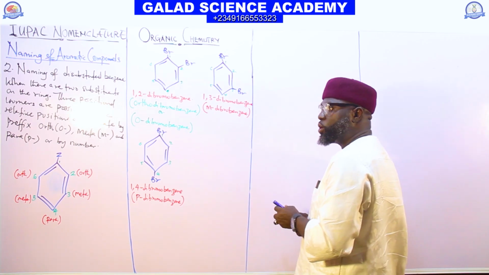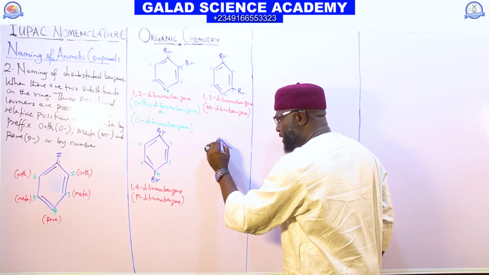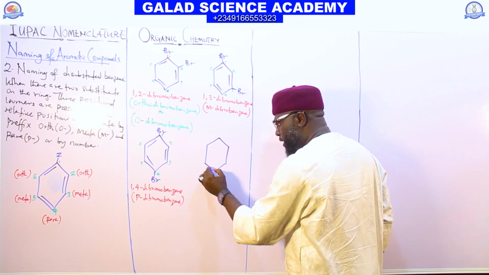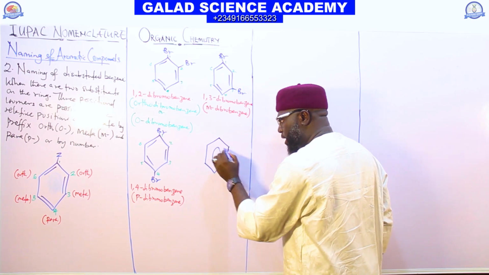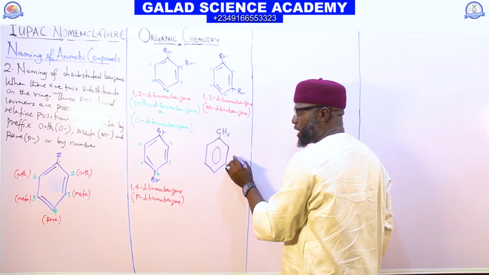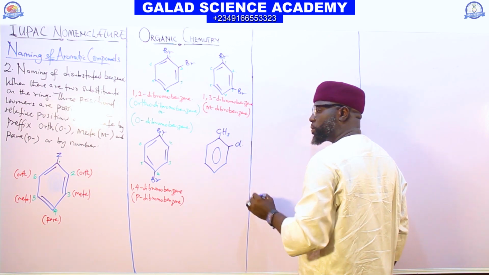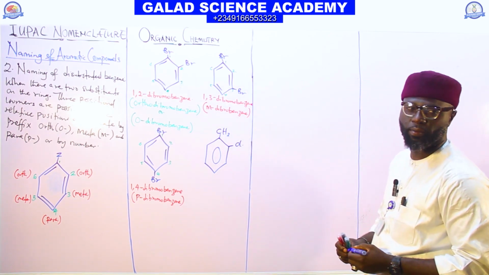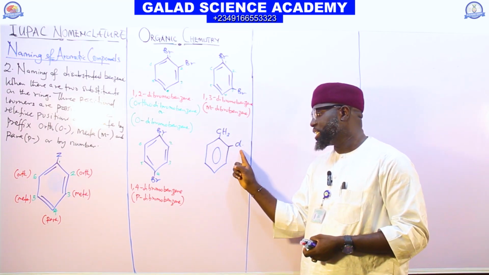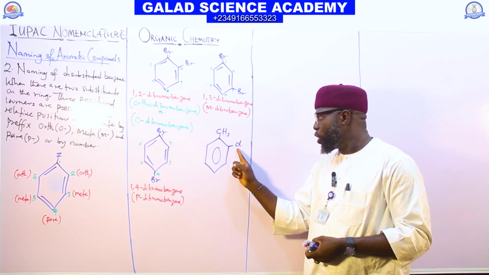Again, look at these compounds. We have a benzene ring attached to CH3, and I put chlorine here. We can say that this is 2-chlorotoluene.